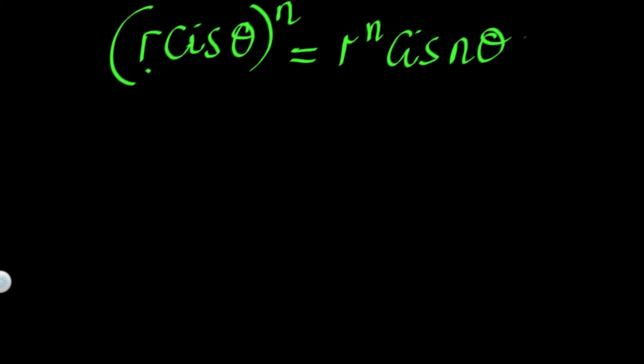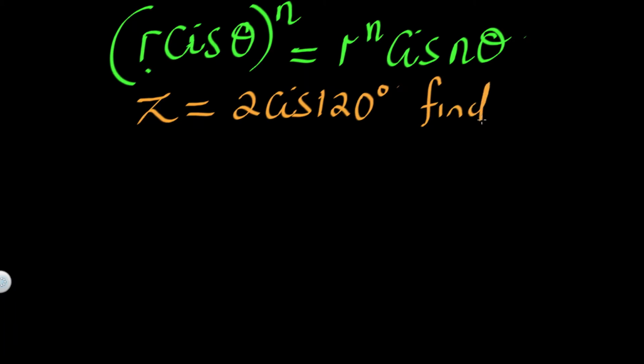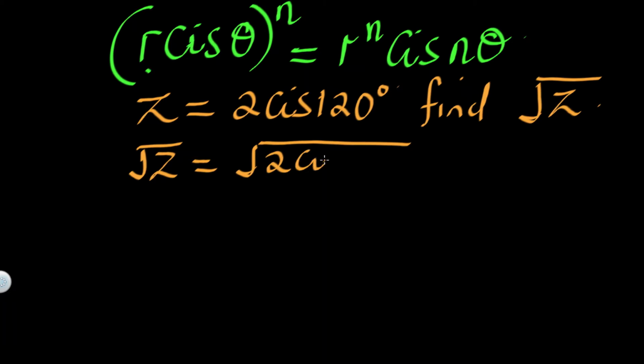Let us say we have a complex number z, which is equal to 2 cis 120 degrees. And we want to find the square root of z. So the question is find the square root of z. We can apply de Moivre's theorem in this case. Now, the root of z is equal to the root of 2 cis 120 degrees.